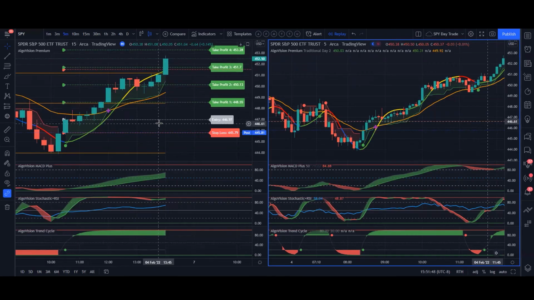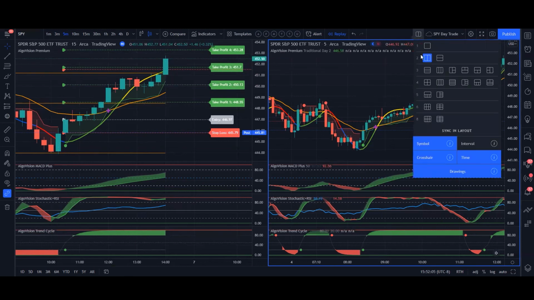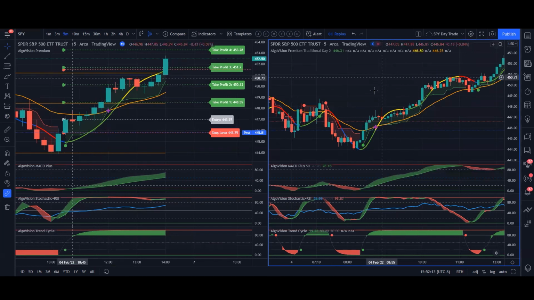Okay, let's go ahead and put it all together with the information that we just mentioned. On my screen, you'll notice that I have the 15-minute candlesticks on the left and the 5-minute candlesticks on the right. To make this specific layout, you'll want to click this button right here and select the double layout, and make sure you have the symbol, crosshair, time, and drawings all synced up as well. What this does is it helps you navigate between the 2 different time frames a bit easier.